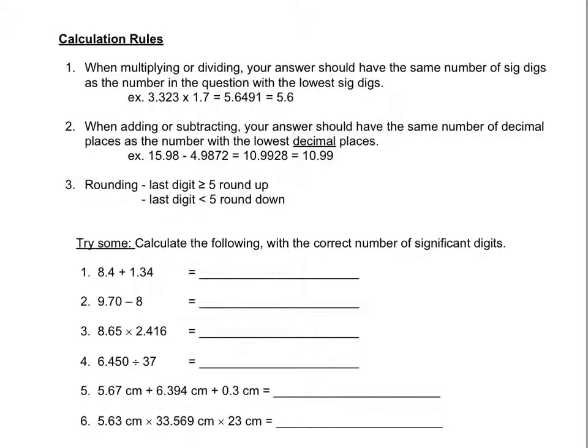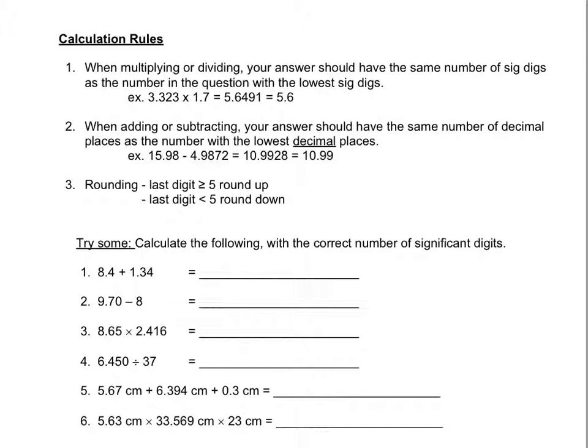When I plug this in my calculator, I get 10.9928. Now that's too many digits. The question gives me 15.98, and that only has 2 decimal places. I must round my answer so that I have 2 decimal places. I get 10.99.